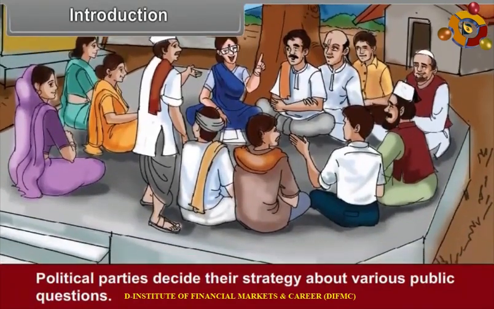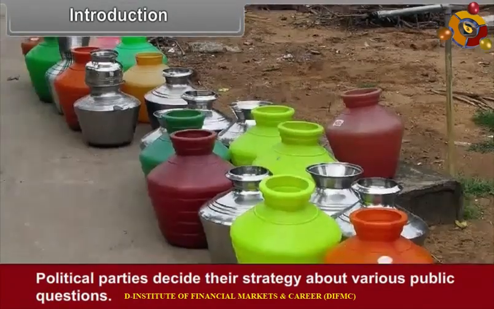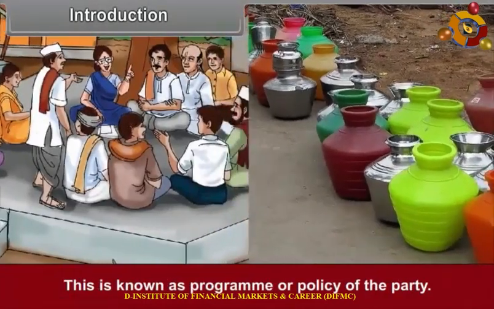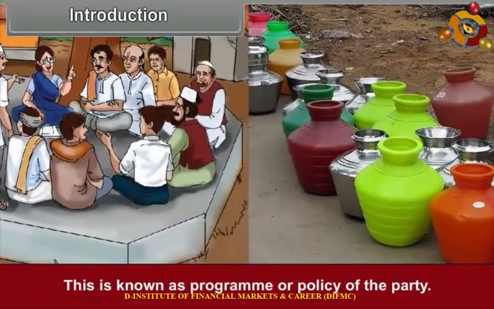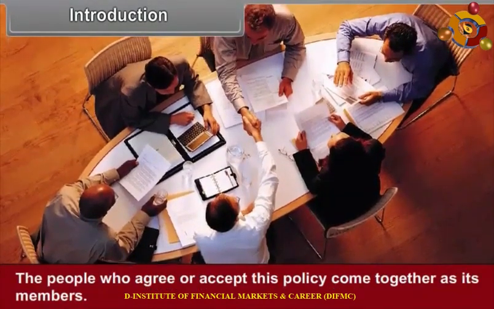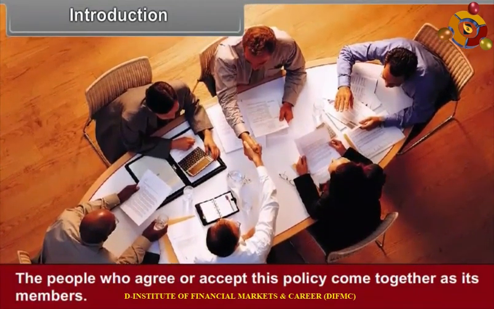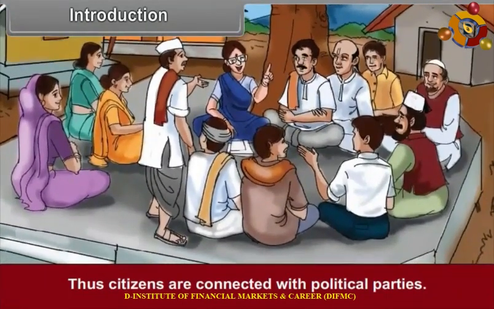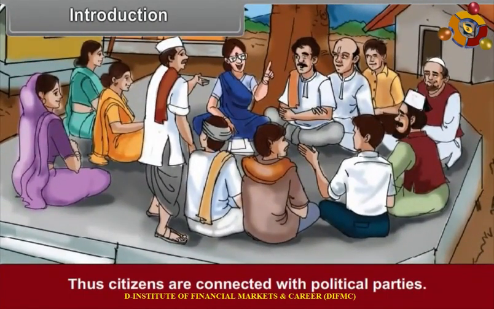Political parties decide their strategy about various public questions. This is known as the program or policy of the party. The people who agree or accept this policy come together as its members. Thus, citizens are connected with political parties.